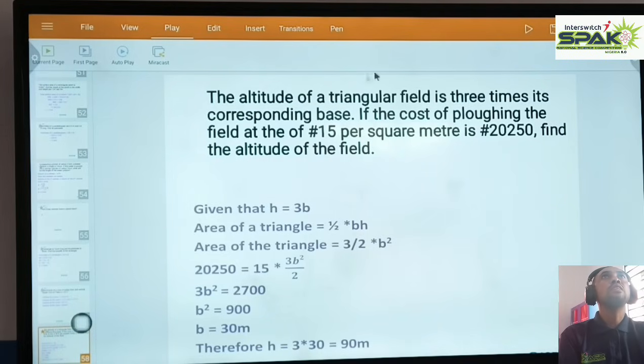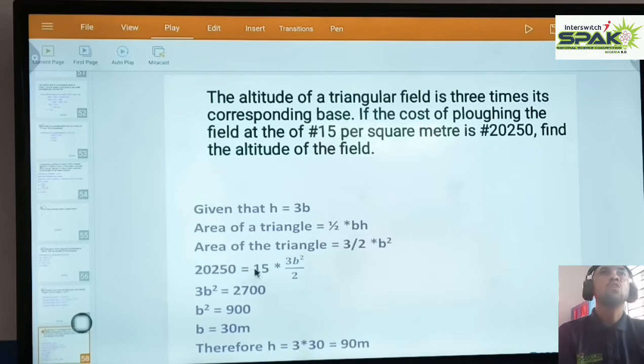Now, since the field is triangular, the area of a triangle is half base times height. We are given that the altitude, which is height, is thrice the base. So altitude is 3 times the base. From there, we have the area of the triangle as 3/2 b squared. And at 15 naira per square meter of the field, the cost is 20,250.